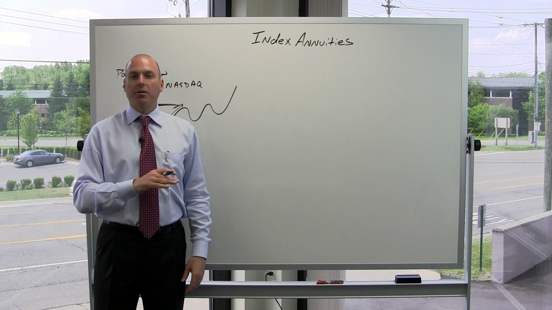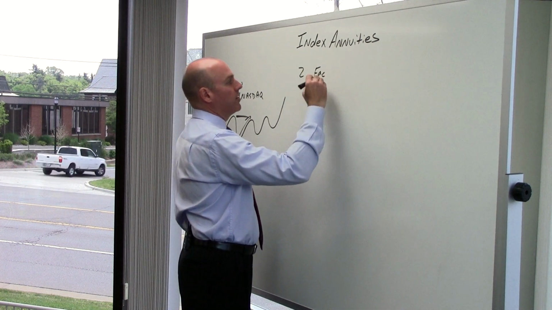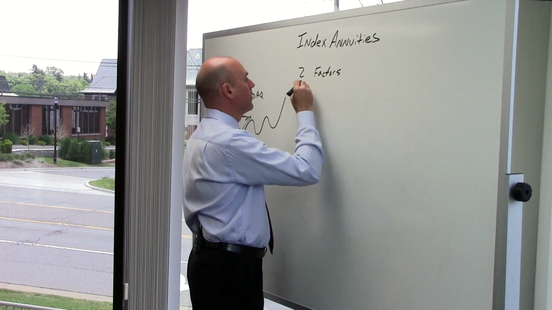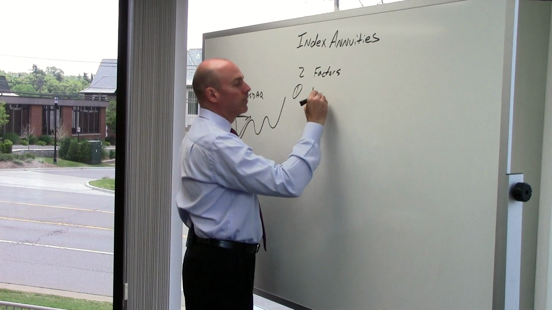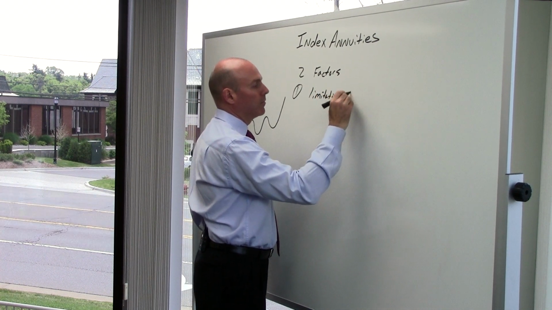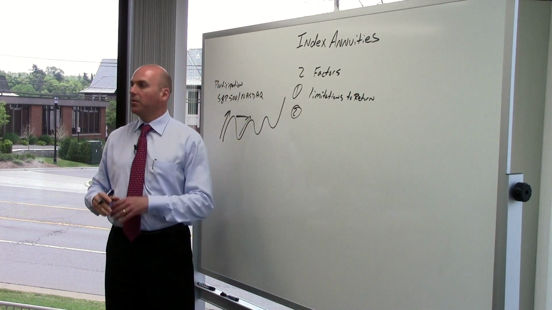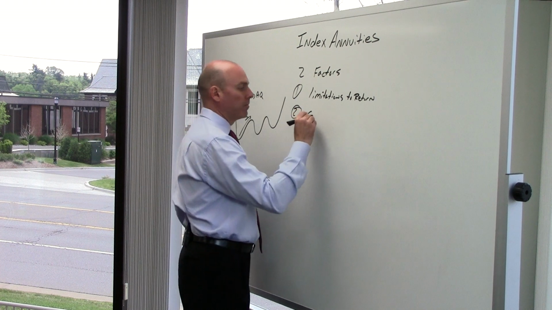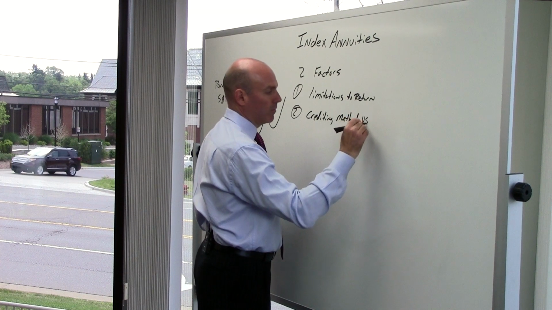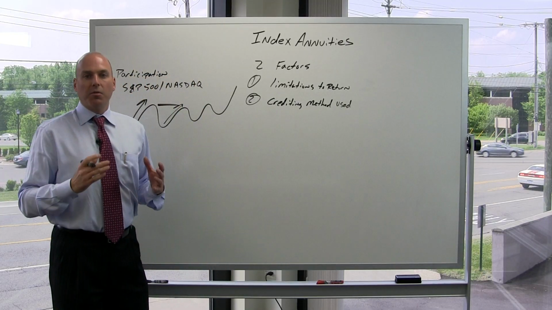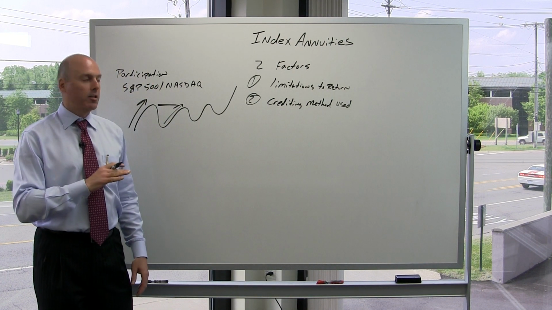However, there's some caveats to how your account earns interest. There's two critical factors that you need to know and understand before investing in one of these indexed annuities. The first are what are your limitations to return, and the second, what is the crediting method used? Let's start with limitations to return. There's three primary ways that insurance companies will limit how much interest you get credited to your account each year.